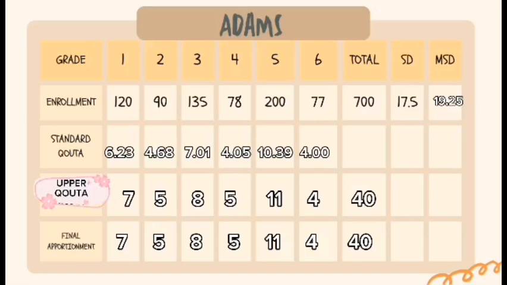So, always remember na kukunin natin yung upper quota sa Adams method at yung modified standard divisor natin is mas mataas sa standard divisor na 17.5. And that's all. So for the two remaining methods will be discussed by my co-reporter.